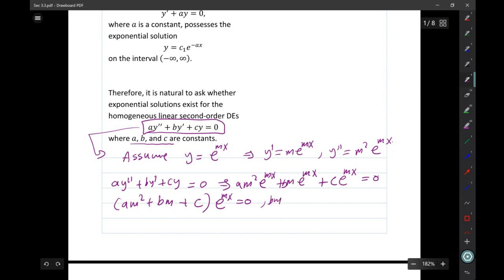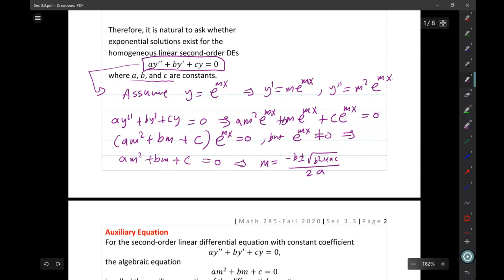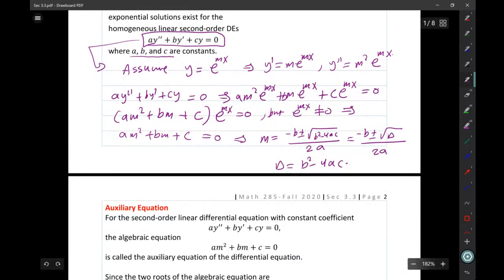But now e to the power mx cannot be equal to 0. Then the only choice that you have here is for a m square plus b m plus c to be 0. Here the constants a, b, c are already given in the differential equation. This becomes a quadratic. m becomes minus b plus or minus the square root of b square minus 4ac divided by 2a, which is equal to minus b plus or minus the square root of delta divided by 2a, where delta is the discriminant. So that means solving this second order homogeneous equation with constant coefficient is mainly finding the values of m.